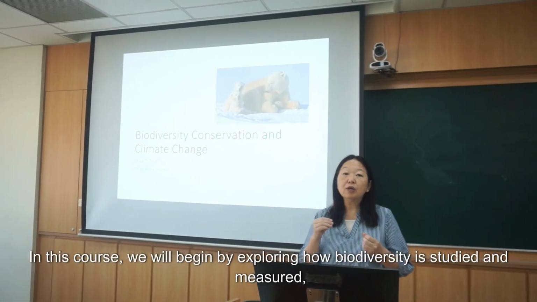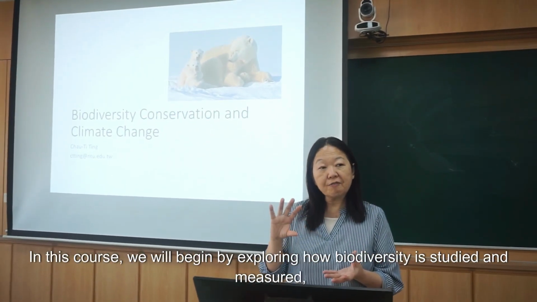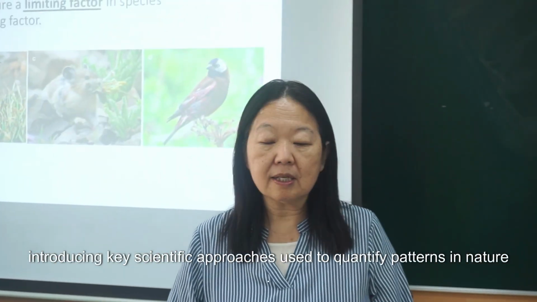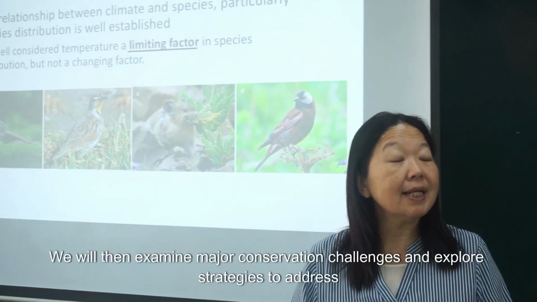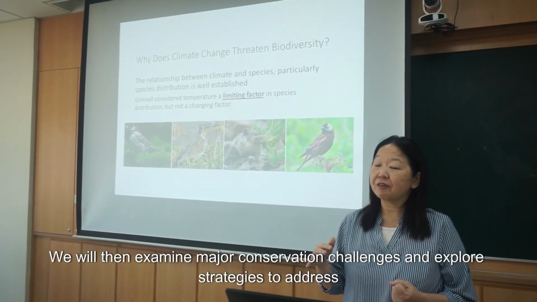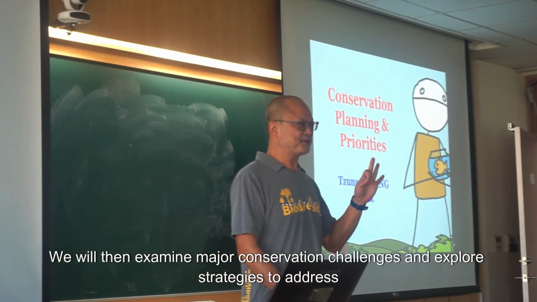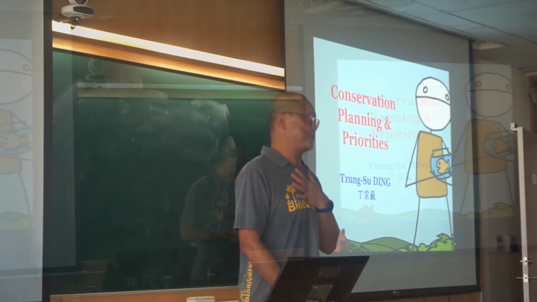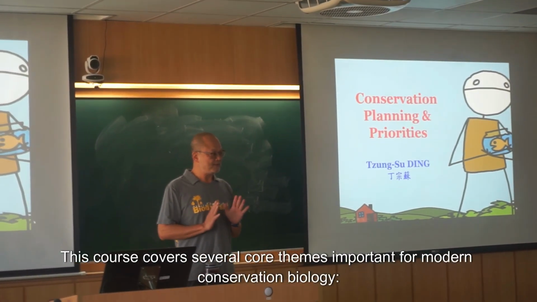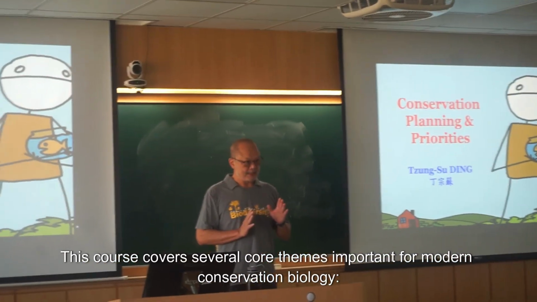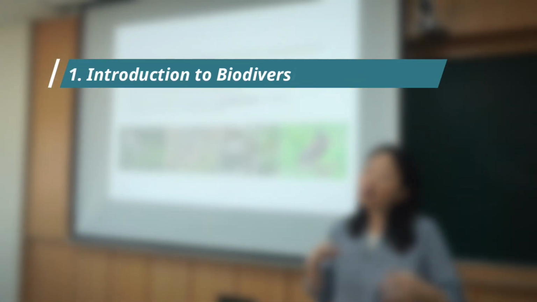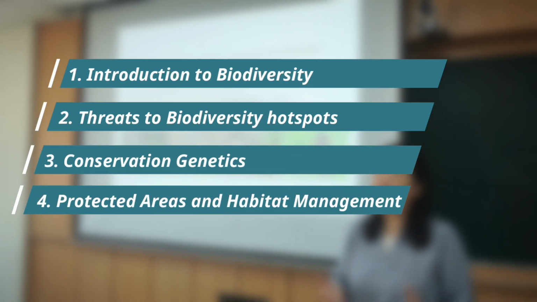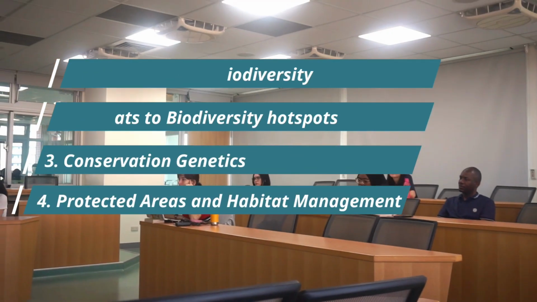In this course, we will begin by exploring how biodiversity is studied and measured, introducing key scientific approaches used to quantify patterns in nature. We will then examine major conservation challenges and explore strategies to address the conflicts between human development and biodiversity. This course covers several core themes important for modern conservation biology: introduction to biodiversity, threats to biodiversity, hotspots, conservation genetics, protected areas and habitat management.